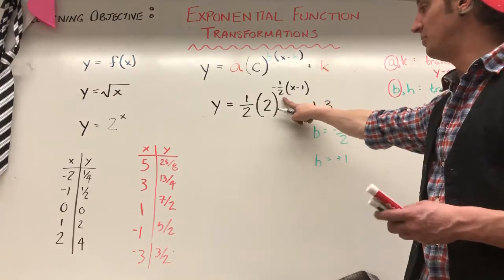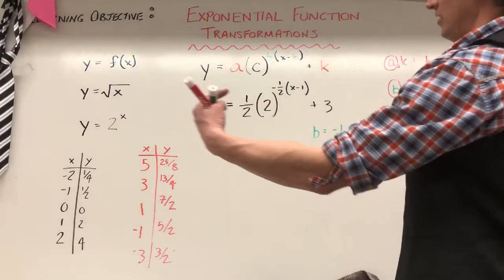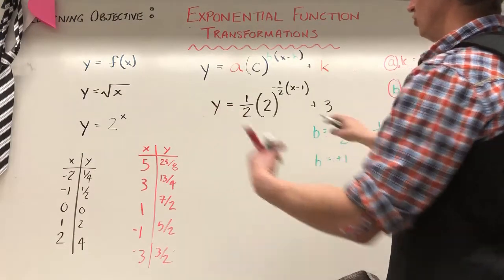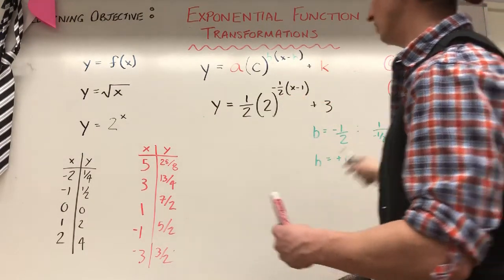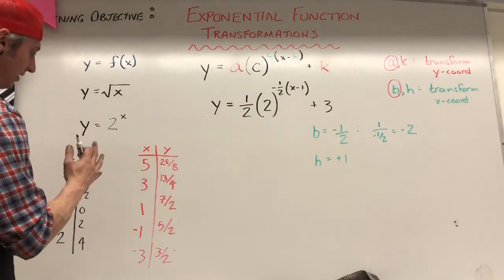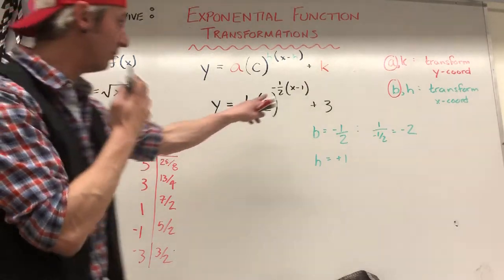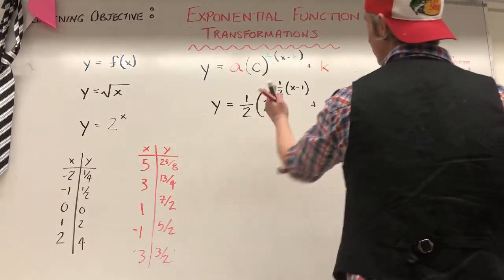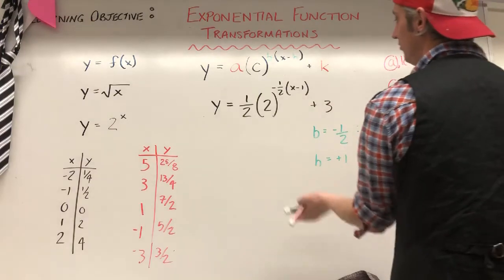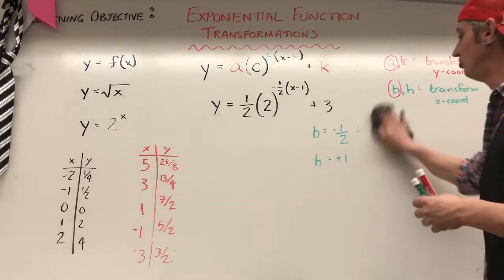For B, I should expect that I've stretched my width by 2, because it's 1 over that, which is 2. If I look, my original function went from -2 to 2, so it was 4 wide. My new one goes from -3 to 5, and it's 8 wide. So yes, I have in fact doubled it, and then I've shifted it over to the right and shifted it up 3. Okay, that is exponential function transformations.